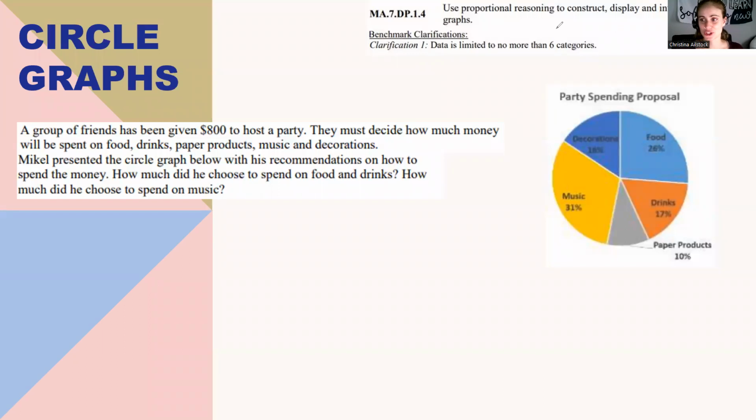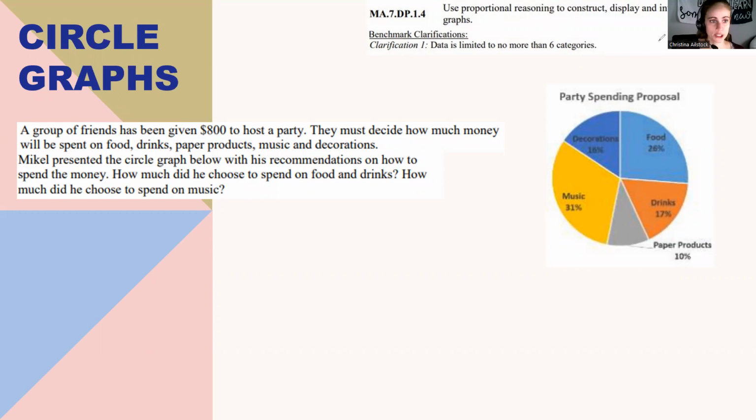Next up is circle graphs. So a group of friends has been given $800 to host a party. They must decide how much money will be spent on food, drinks, paper products, music, and decorations. Mikkel presented the circle graph below with his recommendations on how to spend the money. How much did he choose to spend on food and drinks? How much did he choose to spend on music?